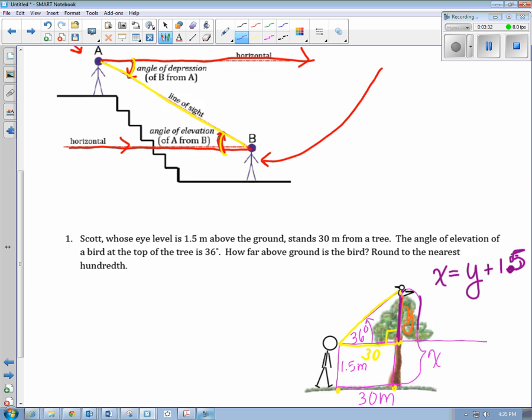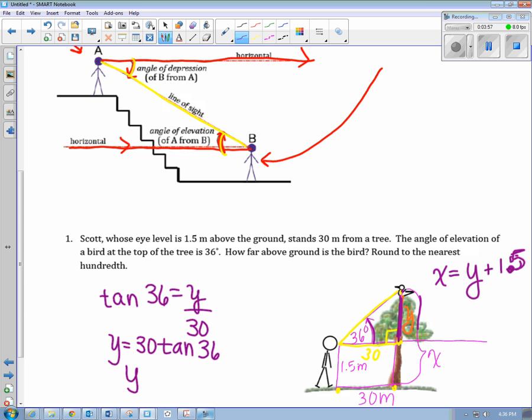So when I take a look at what I have that's going on here, I can see that with respect to this angle, I have the opposite and the adjacent, which tells me that I'm using tangent. So tangent of 36 equals y over 30, which means when I cross multiply and solve, I'm going to get 30 tangent 36. And if I use my calculator for this, I end up getting that that value of y turns out to be 21.79627548.